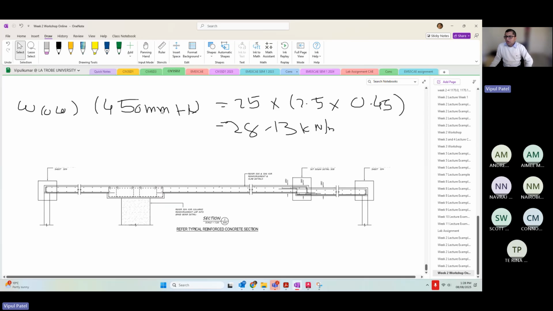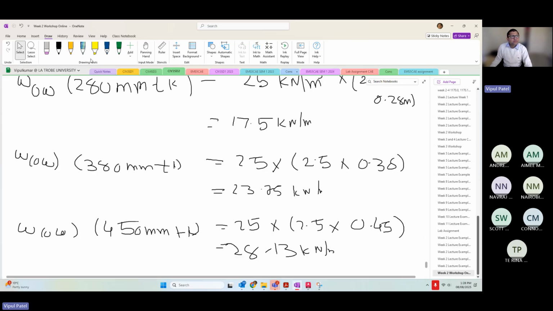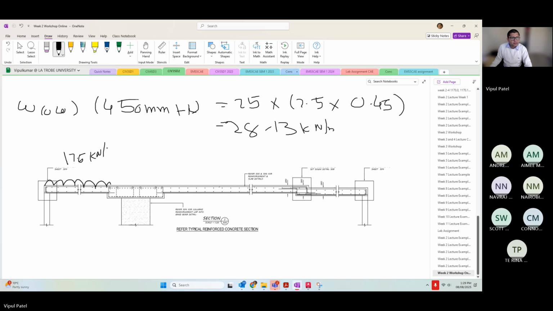So what we're going to talk about? We have 280 thickness. Then you have 17.5. So the load is up to here, 17.5 kilonewton per meter, own weight of the slab. When your thickness becomes 450, it will be 28.13, a little bit higher, and that is 28.13 kilonewton per meter.